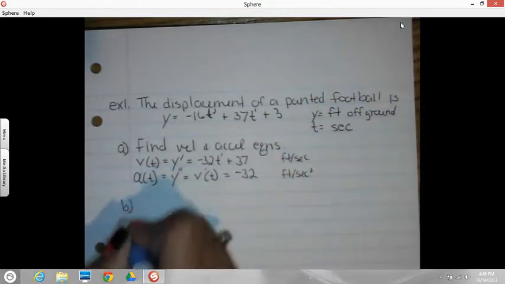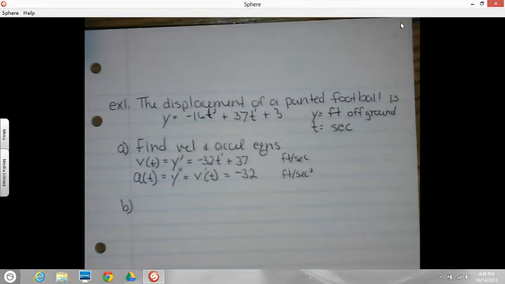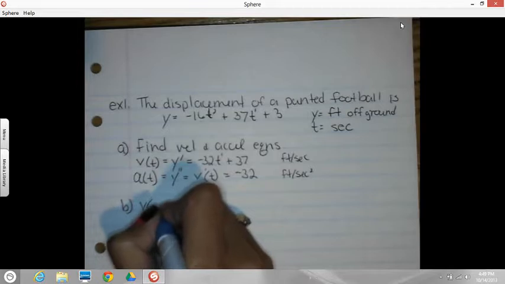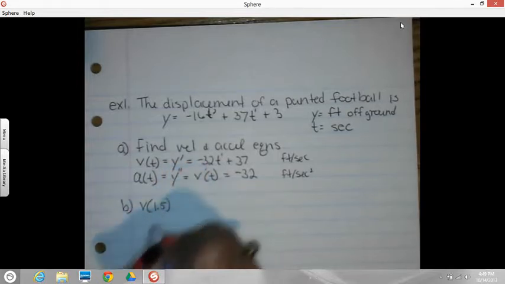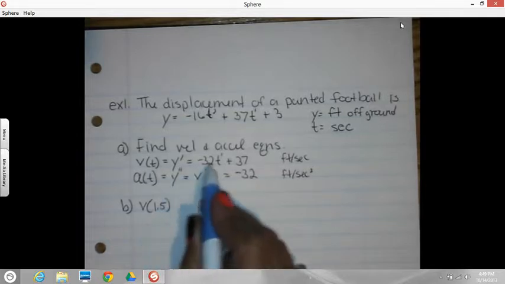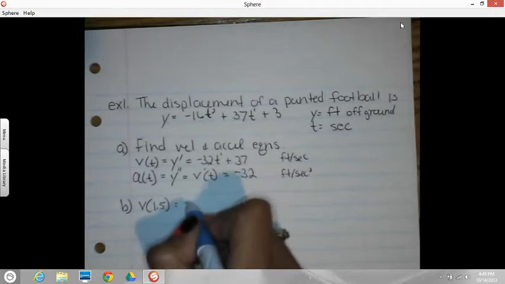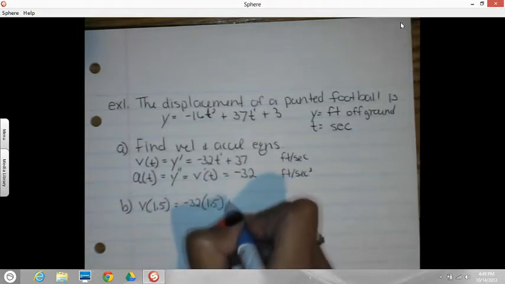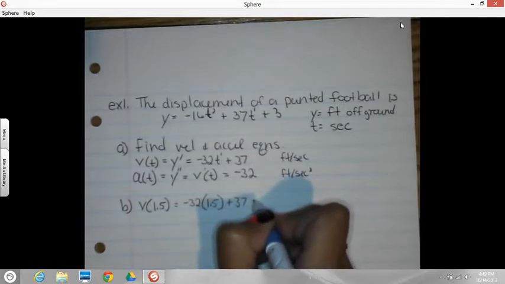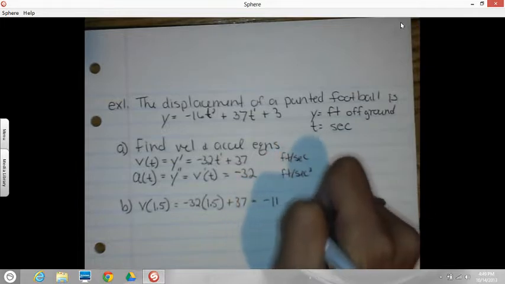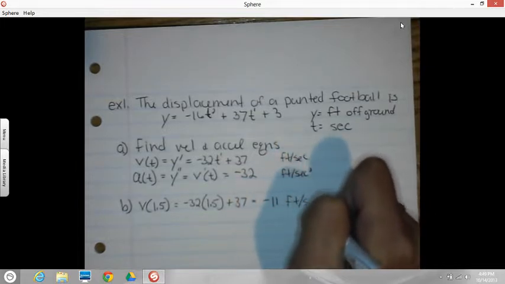So B, find velocity at 1.5 seconds. So velocity, just go to your velocity equation and plug in. The velocity equation is right here. Negative 32 times the 1.5 plus 37. Crank through that on a calculator, you're going to get negative 11 feet per second is your velocity.